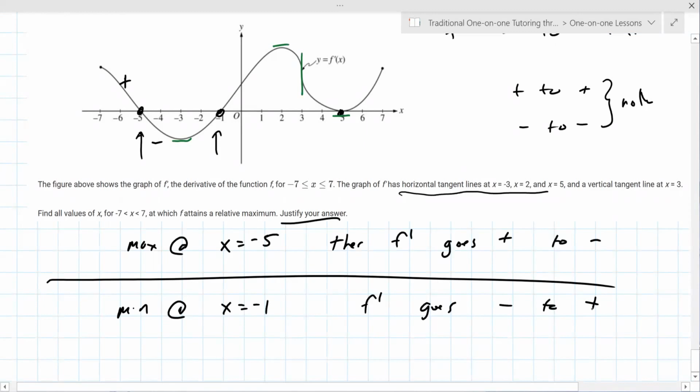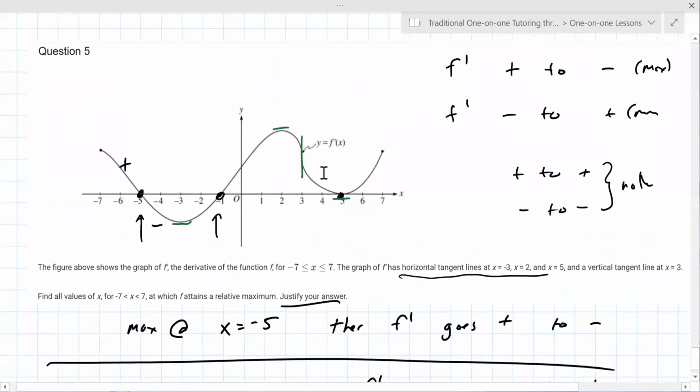What they're trying to do is get you to somehow miss that this is the derivative and say that there's a max at, like, 2, or something else besides what's actually true.